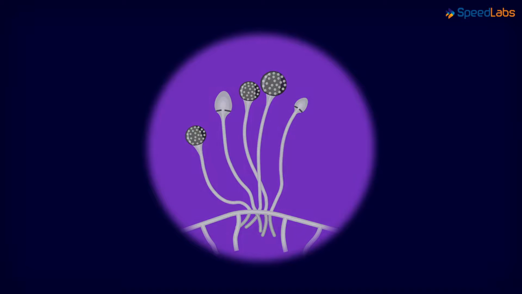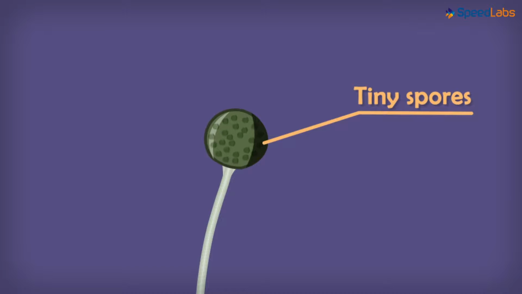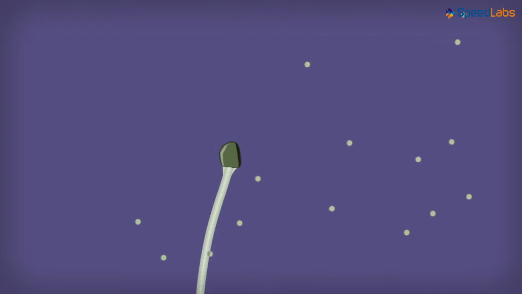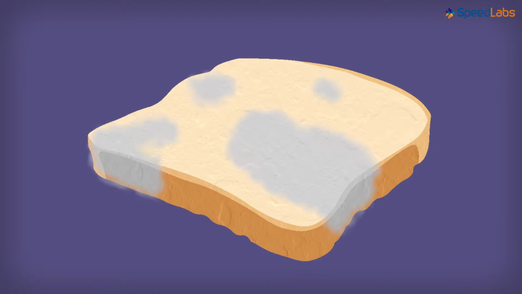How does this kind of reproduction take place? The sporangia contains small tiny spores. The walls of this blob are thick in order to protect the spores and thus prevent any damage to them. After a few days, when the blob matures, it bursts and the spores are scattered. This is called self-dispersal of the spores. Once these spores fall on the surface of the bread, they multiply by mitosis and form a new fungal colony.